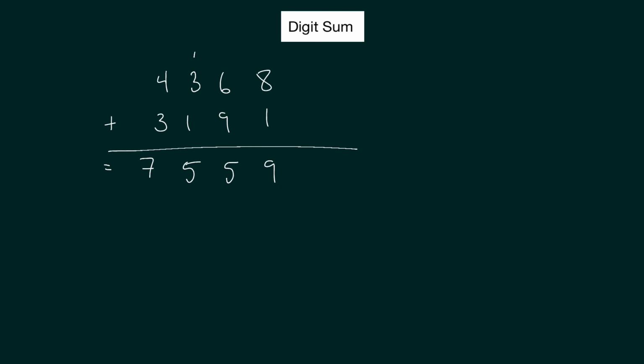Let's take the digit sum of this number and this number, and then add the digit sums and see if we get the same digit sum as the answer. Once again, casting out 9s to find our digit sum, we can see that 3 and 6 add up to 9. So what we're left with here is 4 plus 8. 4 plus 8 equals 12. 1 plus 2 equals 3. So the digital root, or the digit sum, of this number equals 3.